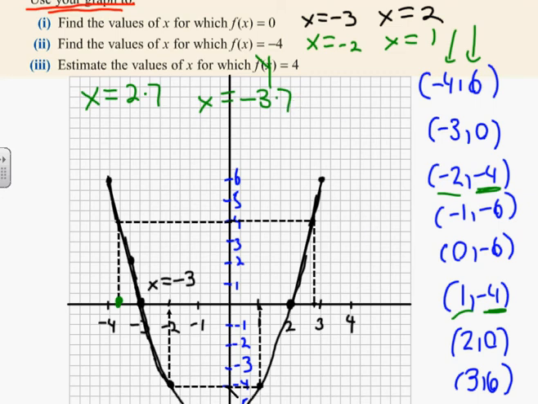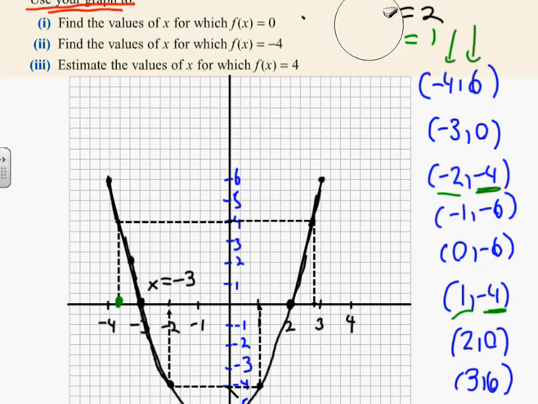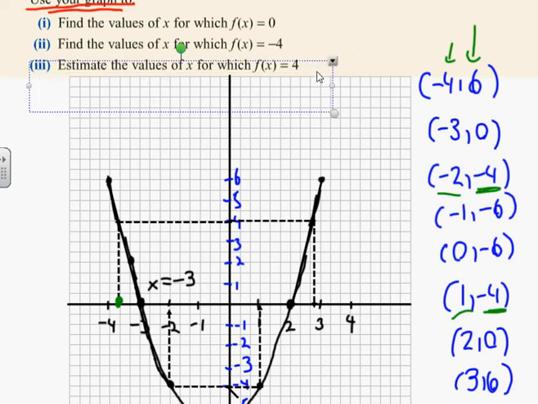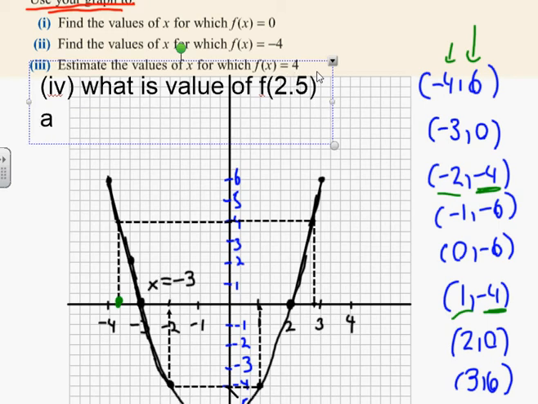Now Ryan asked me for a reverse question, okay? I'll write out that reverse question now. The reverse question Ryan wants me to explain is, we'll call it part 4, IV. Use your graph to find what is the value of f of 2.5 and f of minus 3?